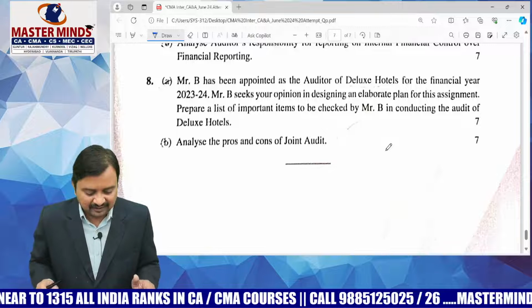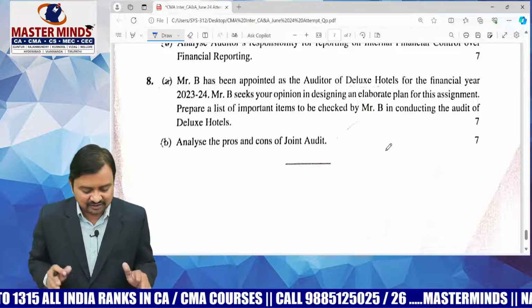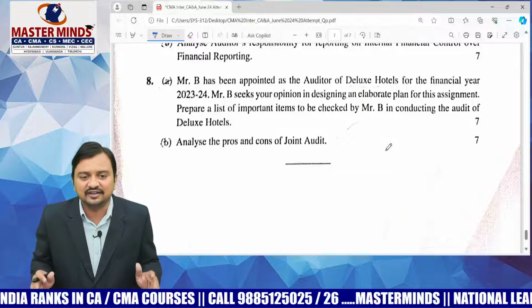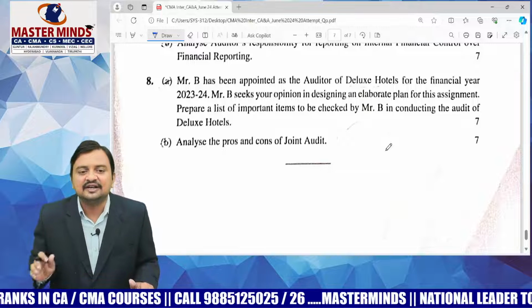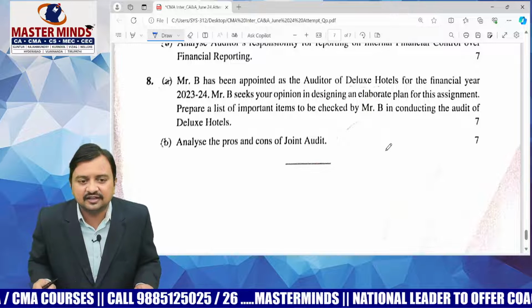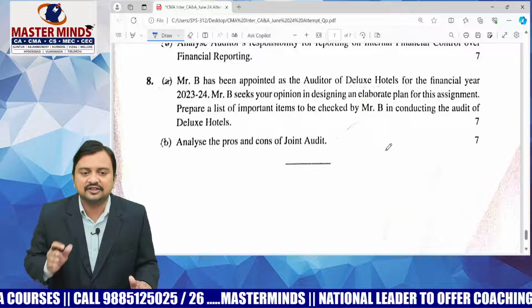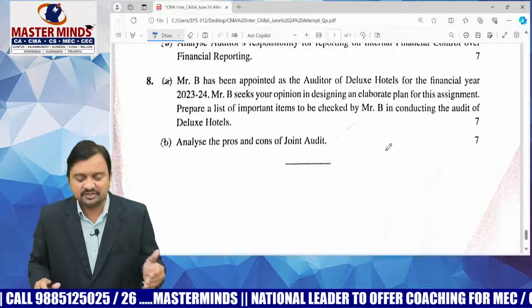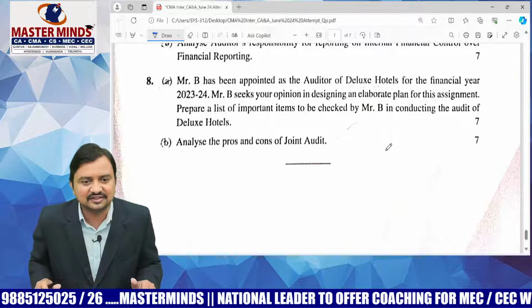And finally, 8b: what are the advantages, or analyze the pros and cons, of a joint audit. SA 299, sir. This question is again from the statutory auditor chapter. We have discussed the advantages and disadvantages of a joint audit. This question was also covered in our guess questions.